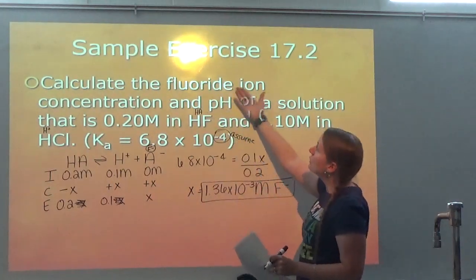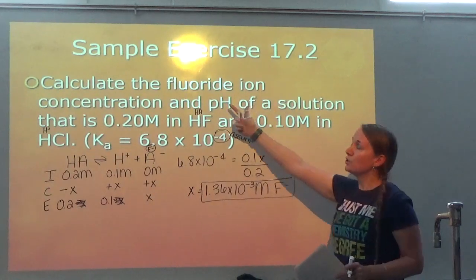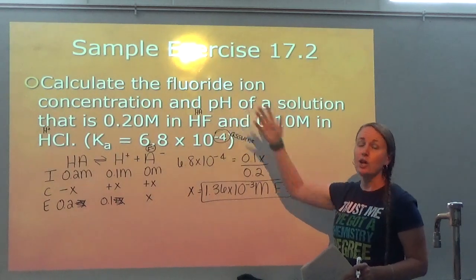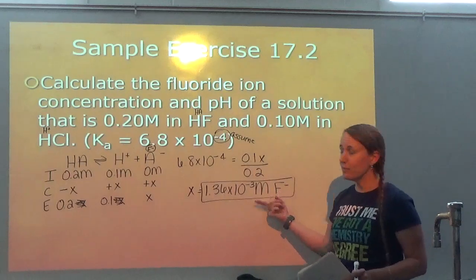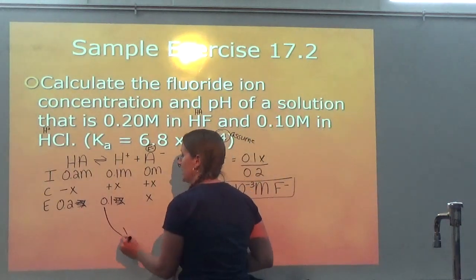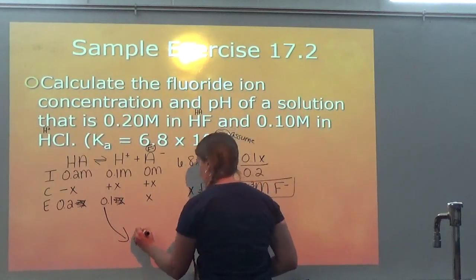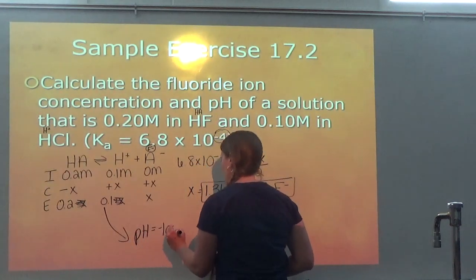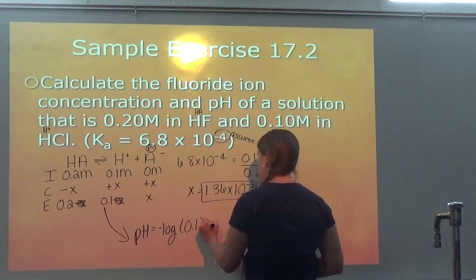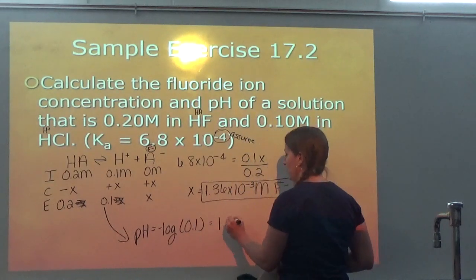But notice it doesn't just say calculate fluoride ion concentration, it also says calculate pH. Well, pH does not come from F minus. pH comes from H plus. Well, we already decided H plus is practically 0.1. So I say, okay, well, pH is negative log of 0.1. And so once I do that, I get a pH of 1.